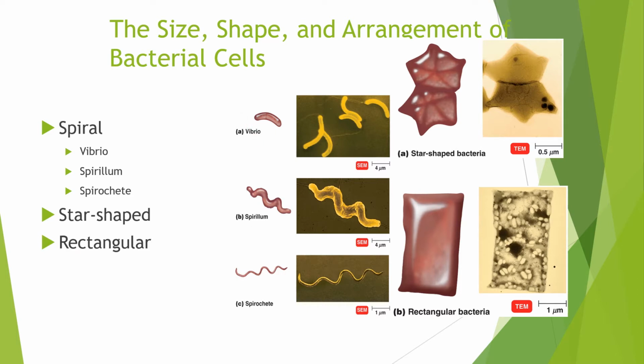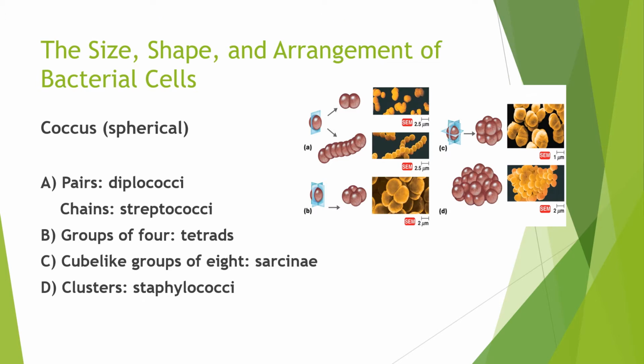Vibrio, those look like curved rods. When a bacteria looks spherical, we call it coccus. Coccus is singular. Cocci would be plural. If there are two attached to each other, we refer to it as diplococci. If it's a chain of spherical bacteria, we refer to it as strepto, so it would be streptococci.